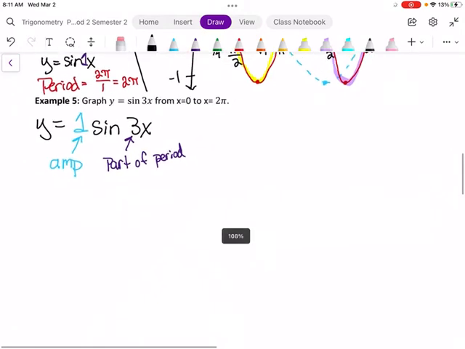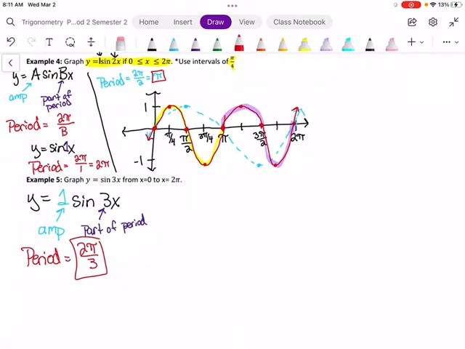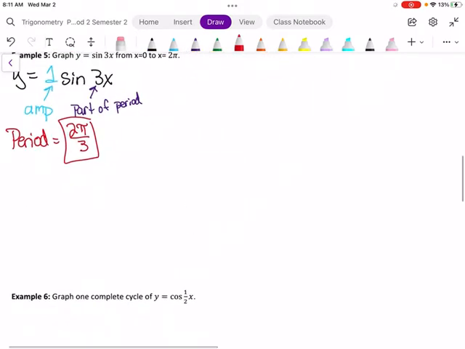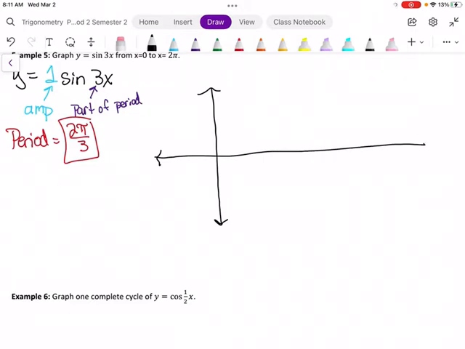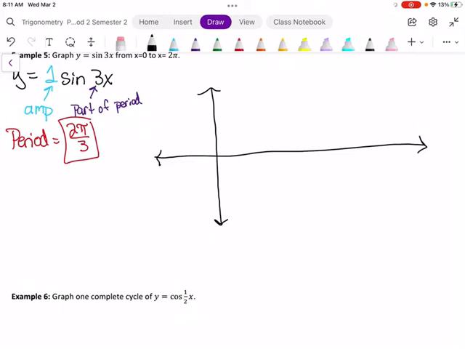So sometimes when our period is a weird value, so for this one, if we calculate our period, it's going to be 2 pi over 3. And thirds aren't even on our original graph for our parent graph. So when that happens, I recommend skipping the parent graph and just going ahead and graphing your new period. So we know we are going to go to 2 pi over 3. So we are going to have a full cycle between 0 and 2 pi over 3.